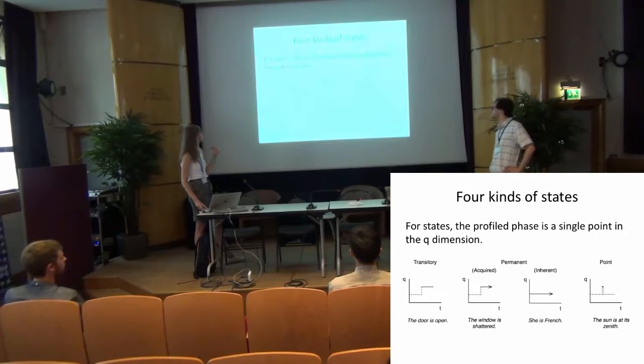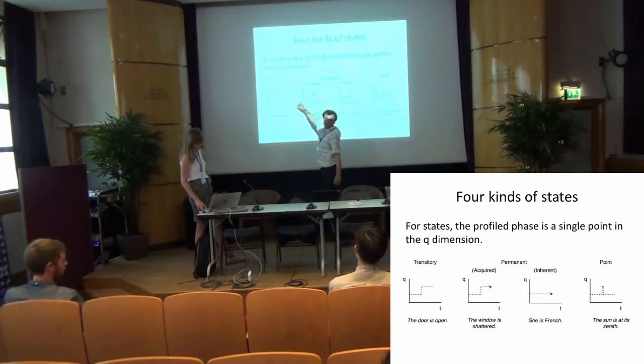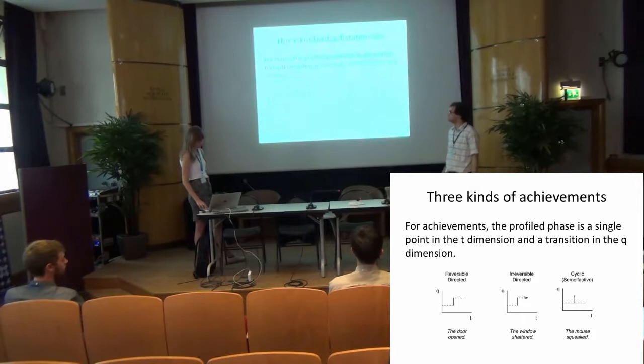So these are the states that he describes. He always gives this kind of diagram: the time dimension here, the qualitative dimension here. For example, the window is shattered. You start in a not shattered state over time. At some point it gets shattered, and you end in the shattered state. That's it actually. Okay, three kinds of achievements.